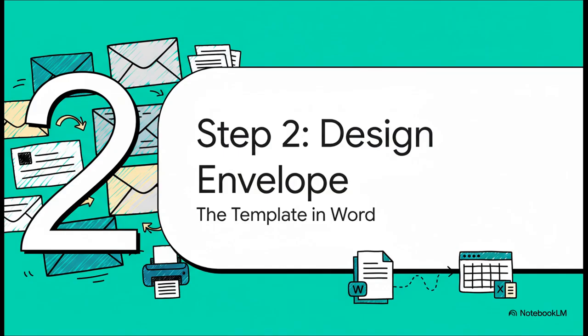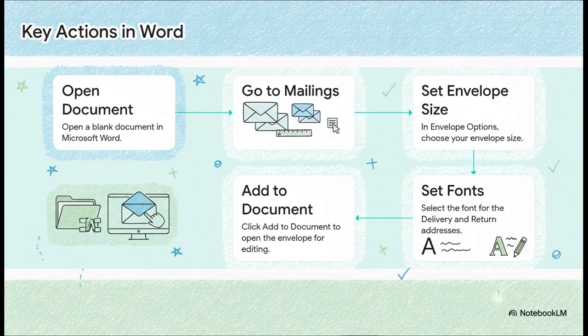Now let's hop over to Microsoft Word. This is where the creative part happens, where we design that professional-looking envelope that's going to hold our letter. So you'll start with just a blank document. From there, you're going to head straight to the Mailings tab. This tab is going to be your best friend. In the Envelopes menu, the Options button is your command center. This is where you tell Word the exact size of your envelope, and you can pick out the fonts for both the delivery and the return address. Once it looks good, just click Add to Document.